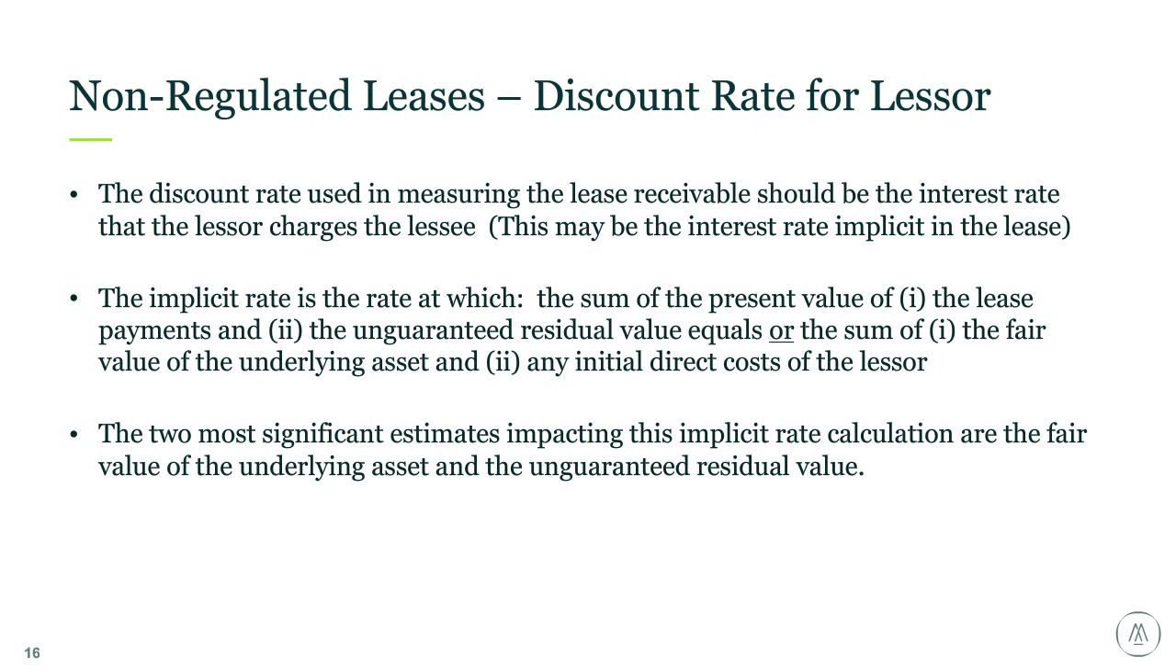The board also concluded that if the interest rate that's implicit in the lease is not readily determinable, so you can't figure it out by looking at the agreement, the lessee's estimated incremental borrowing rate could also be used as an alternative. This slide describes how the implicit rate should be calculated if you needed to use the implicit rate, which I won't go into great detail. It's important to keep in mind, though, the two most significant estimates impacting the calculation of the implicit rate is the fair value of the underlying asset and then the determination of the unguaranteed residual value.